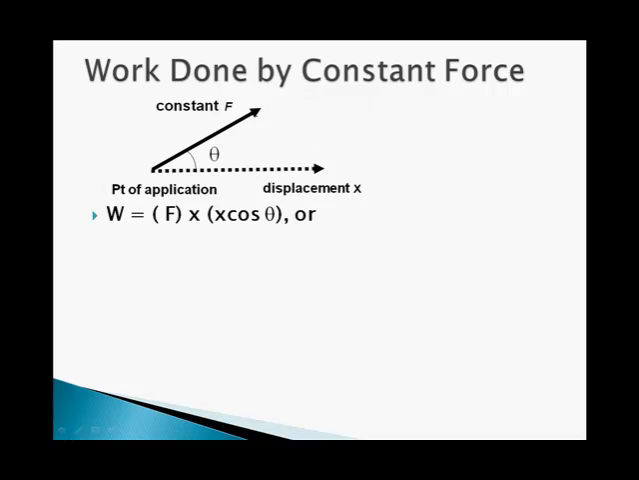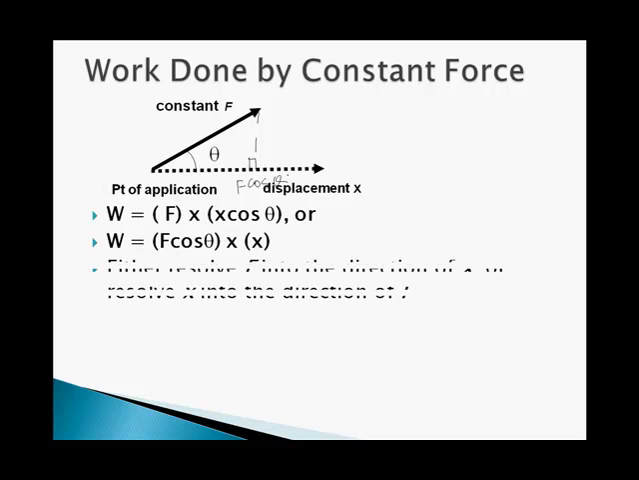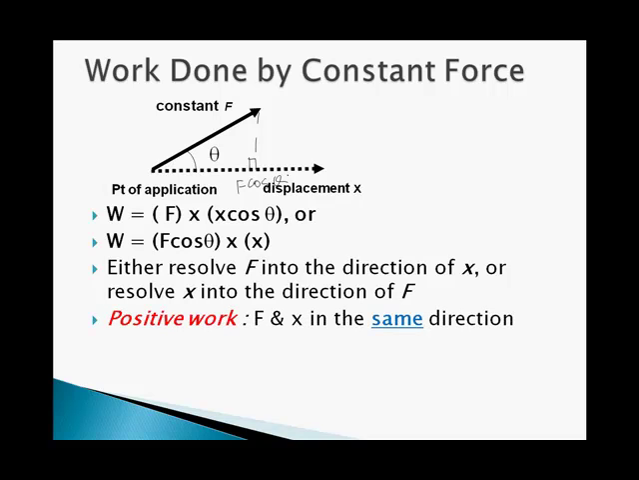In another way, we can also resolve the force into its component, and in this case, we have F cosine θ. And the formula will be W equals F cosine θ times x. So we can either resolve F into the direction of x or resolve x into the direction of F. In the case of positive work, F and x will be in the same direction. And in the case of negative work, F and x will be in opposite directions.